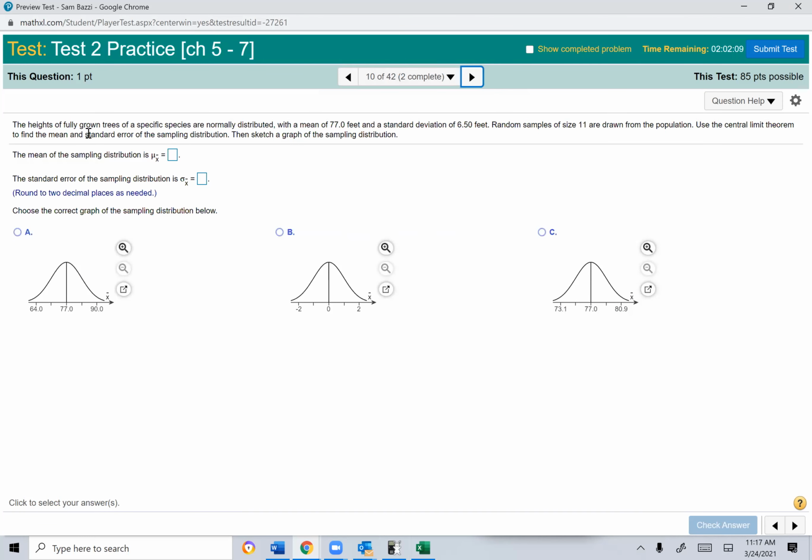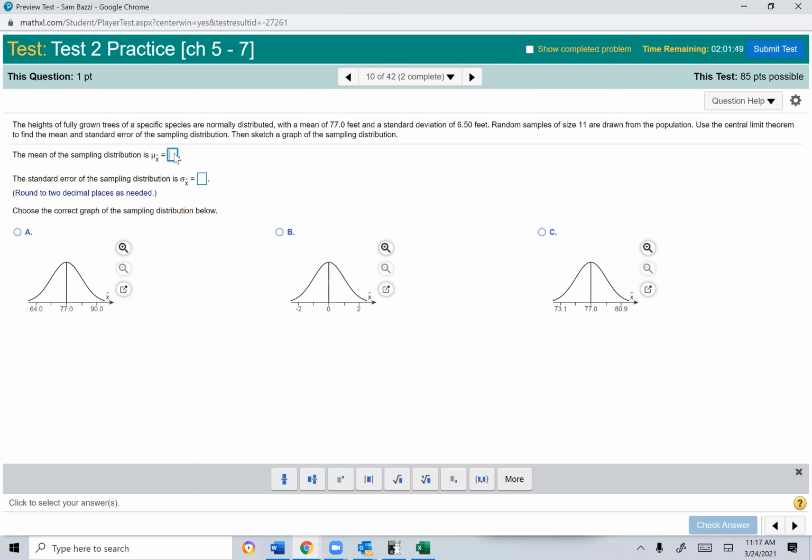Okay, the height of fully grown trees of a specific species are normally distributed with a mean of 77 feet and a standard deviation of 6.5 feet. Random samples of size 11 are drawn from the population. So n is 11, remember that. Use the central limit theorem to find the mean and the standard error of the mean.